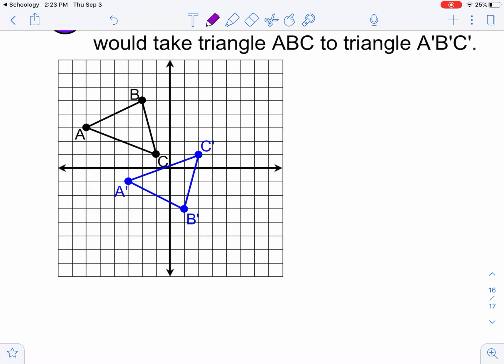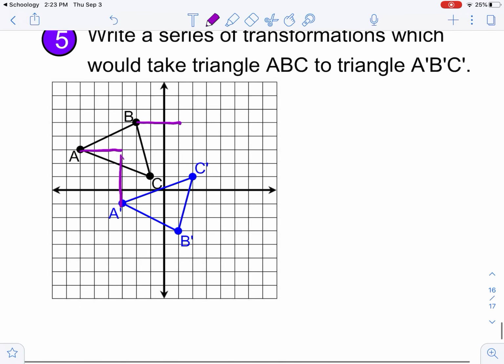So first off, I want to ask myself, can I just move it, like right and down? And the answer is no, because if I moved it right 3, down 4, and then I moved B right 3 and down 4, B is going to end up here, right? So I realize I do need to reflect it before I can make a translation. I don't have to, but that's what I'm going to do.